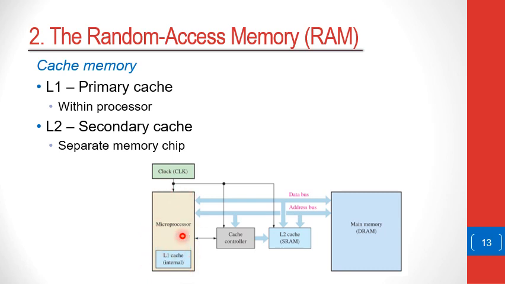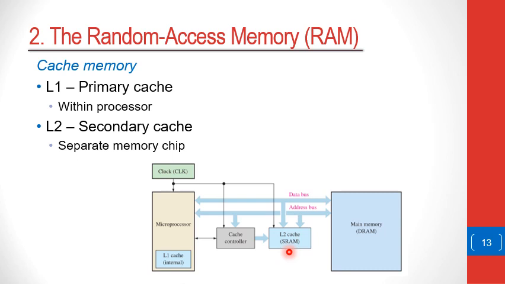This is the most expensive part, so it's internal to the microprocessor. The second is called the secondary cache, which is an external chip, and this can be where the SRAM can be used.